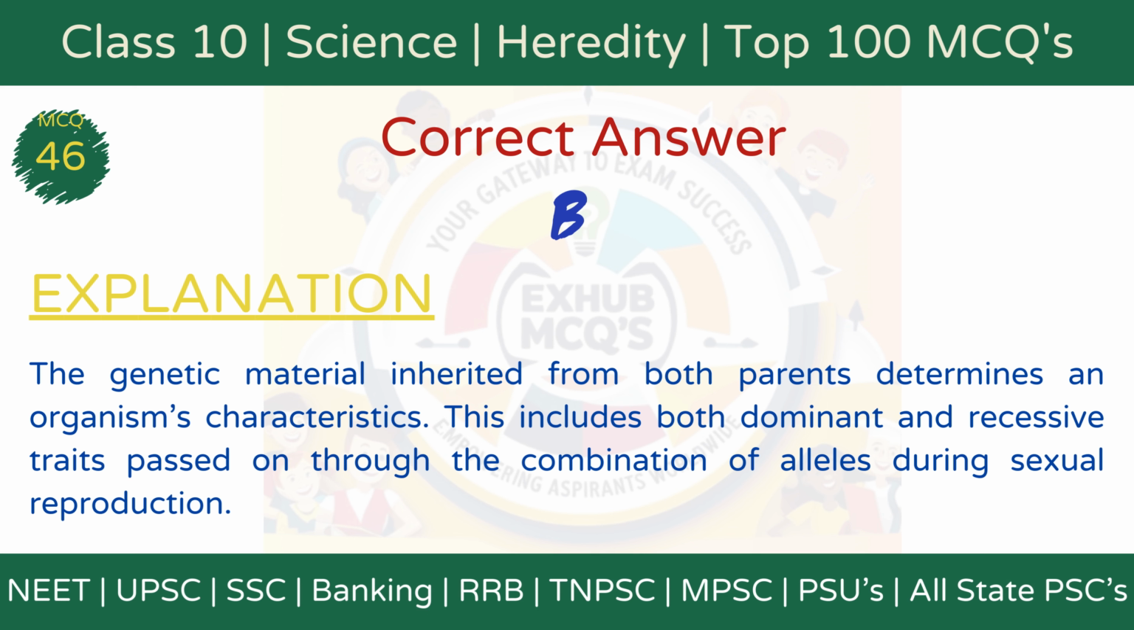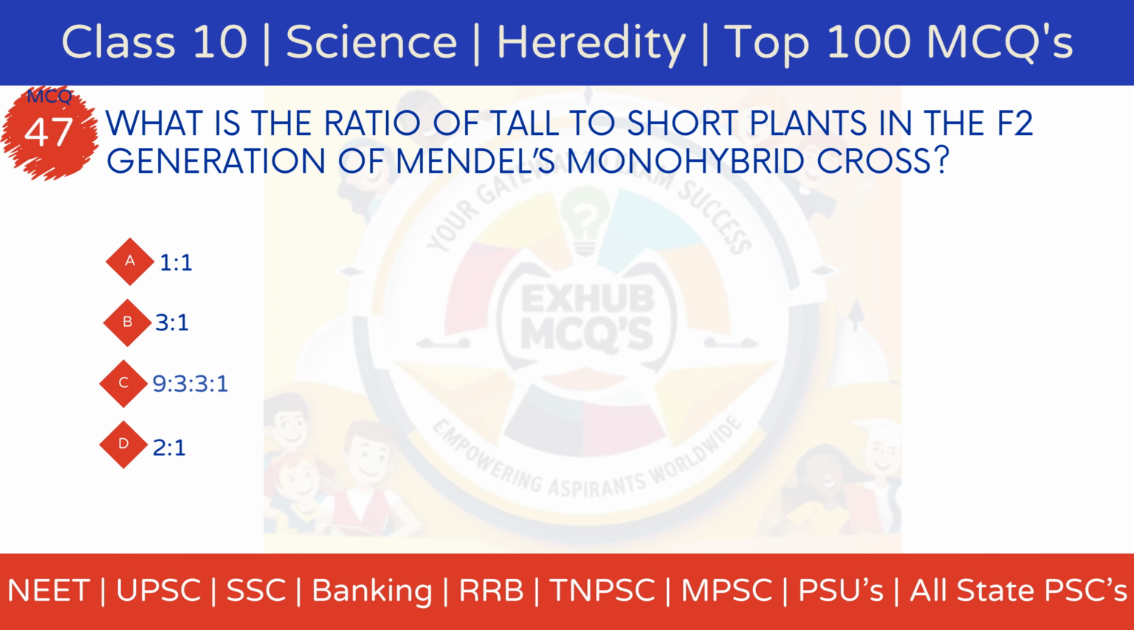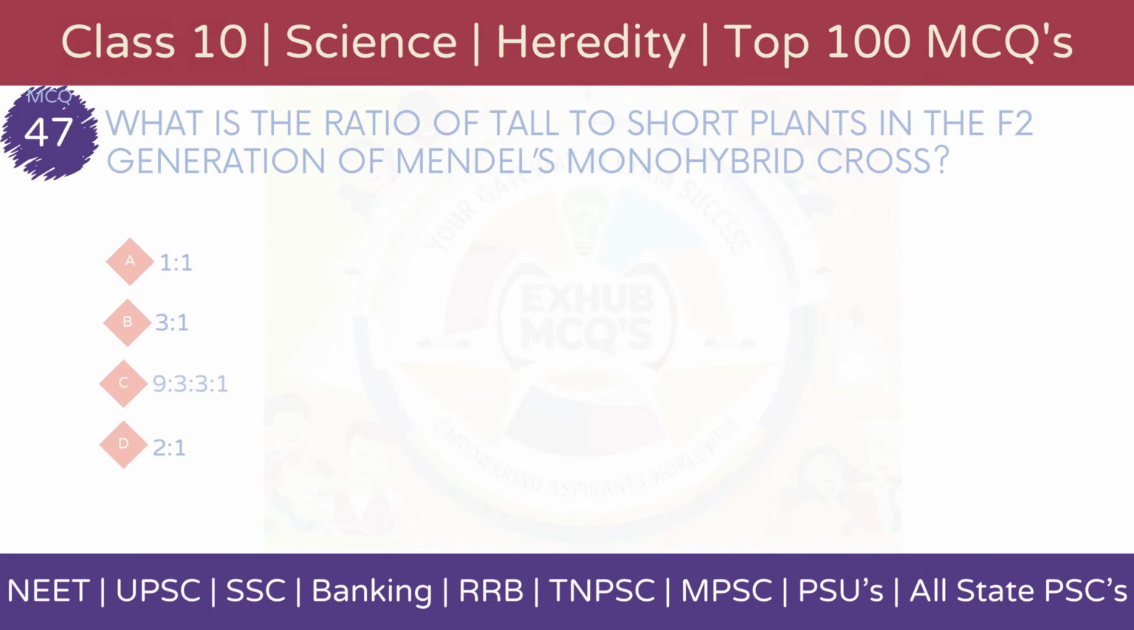The correct answer is option B, genetic material inherited. Explanation: the genetic material inherited from both parents determines an organism's characteristics. This includes both dominant and recessive traits passed on through the combination of alleles during sexual reproduction. MCQ 47. What is the ratio of tall to short plants in the F2 generation of Mendel's monohybrid cross? Option A, 1:1. Option B, 3:1. Option C, 9:3:3:1. Option D, 2:1.